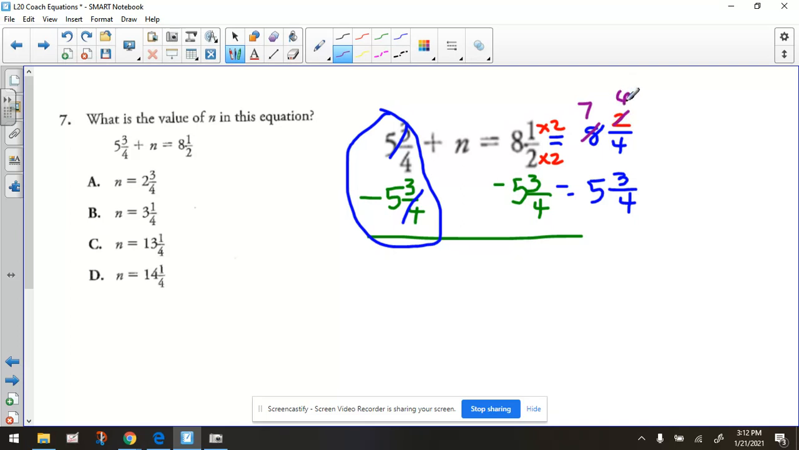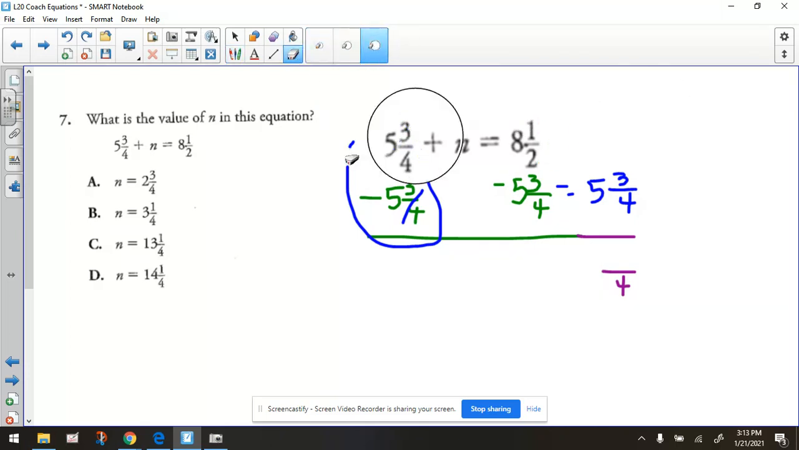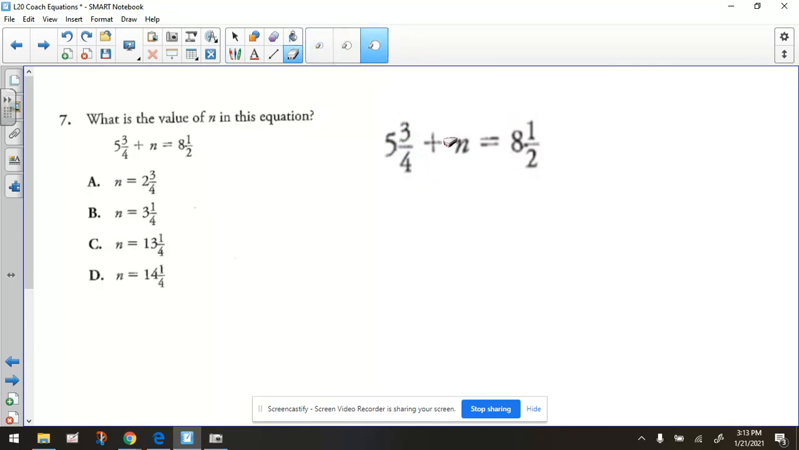All right, so you're going to pick it up from there. 6 minus 3, come up with a number. Put that number right here, and that's going to be over 4. And then do the 7 minus 5 and put that number here to get your whole number. Now, again, it's always a good idea to do a check. So whatever answer you get, if we go back to the original equation, you'll have your answer. Substitute it in for the place of n, add 5 3/4 to it, and make sure you get 8.5.